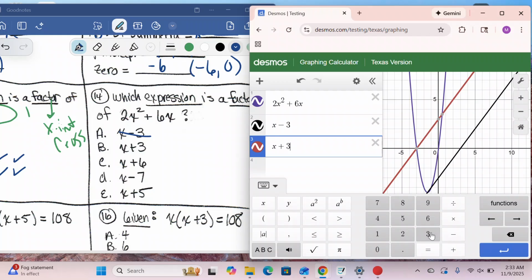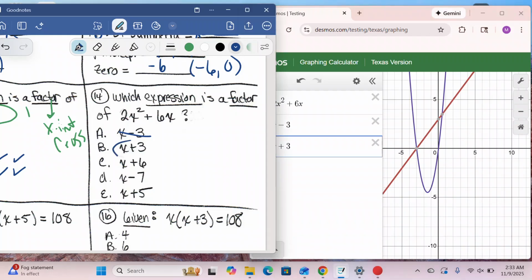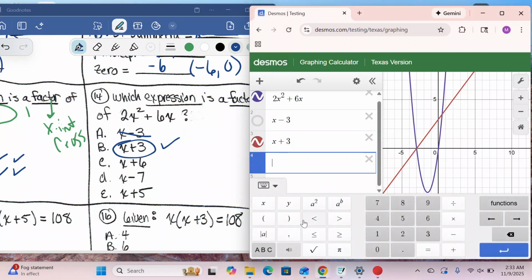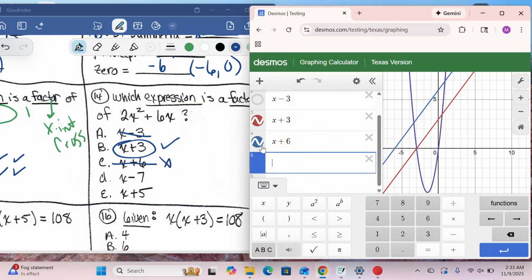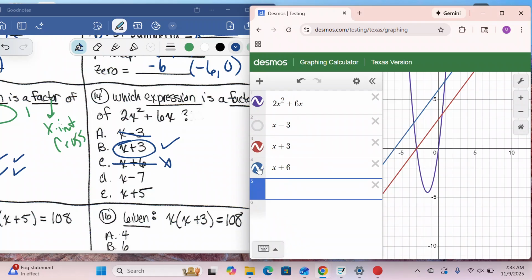That one is a factor. It does pass through my x-intercept, so this is an answer. That is a yes. I'm going to continue to check the rest. x plus 6. That one is not a factor. It doesn't pass through my x-intercept. That one is bad. So I'm going to continue to check the rest. I'm going to keep my factor there.